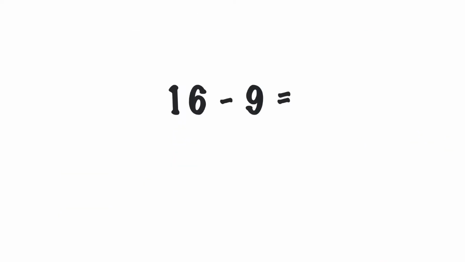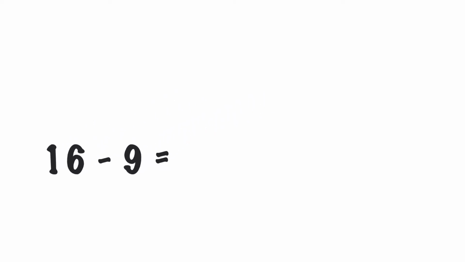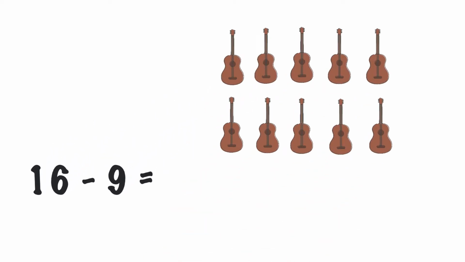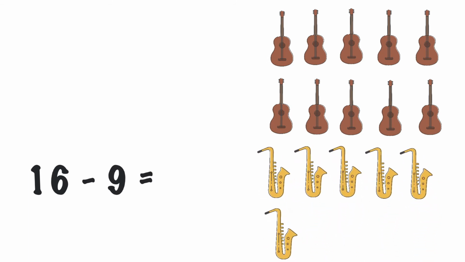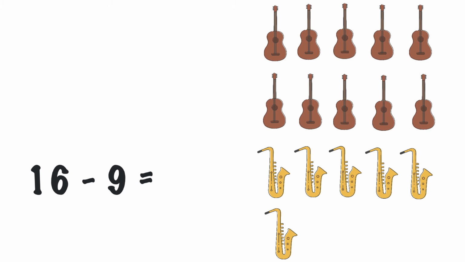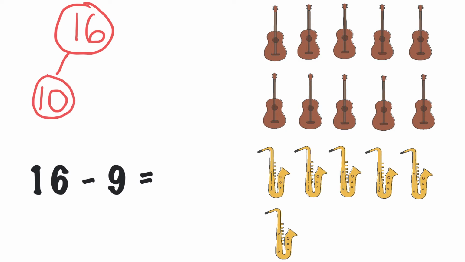Let's take a look at another one. Let's take a look at 16 minus 9. So if I were to draw out 16 minus 9, I would have a group of 10 and a group of 6. So there's my 16, 10 and 6. Let's make that into a number bond up here as well. So here's my 16 as my total, and then I have my 2 parts, 10 and 6.